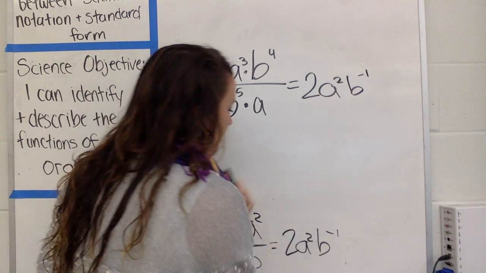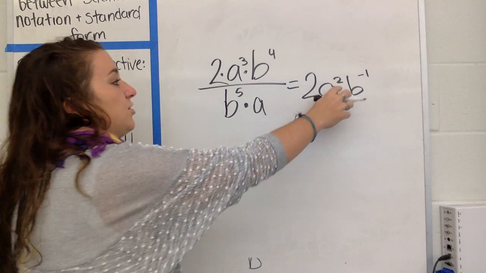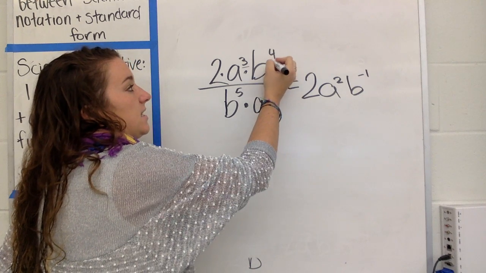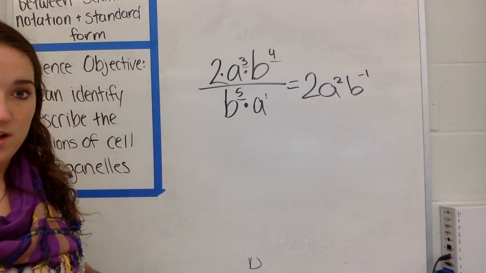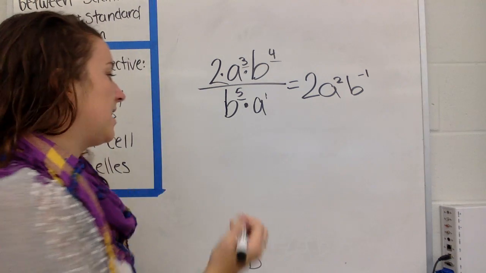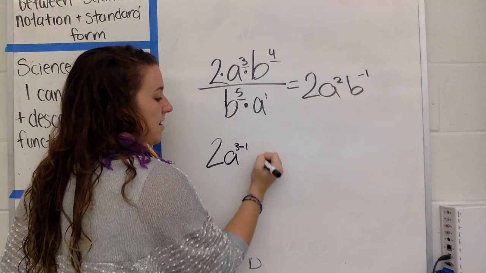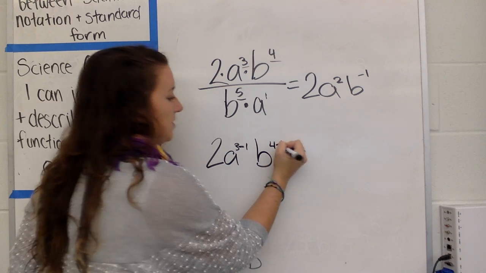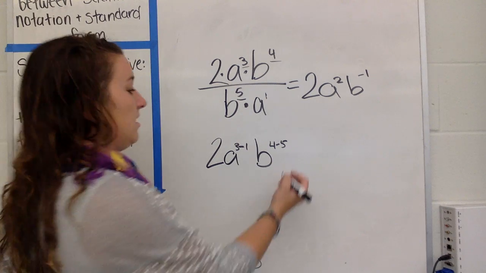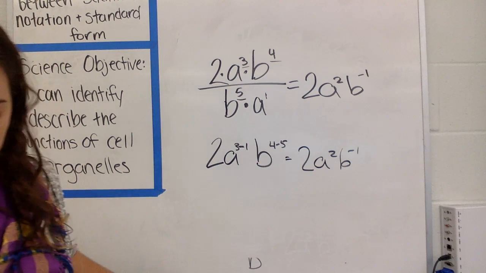I'm going to look back at this problem and see if there's an easier way to do it. I see that I ended up with A squared over here. I had A cubed, A to the first power. I ended up with B to the negative first power over here. I had 4 over 5. So the other way you can do this is just by using your quotient rule, law of exponents, and do 2A to the 3 minus 1, B to the 4 minus 5. You're subtracting the exponents that have the same base, and you'll get the same thing, 2A squared, B to the negative first power.